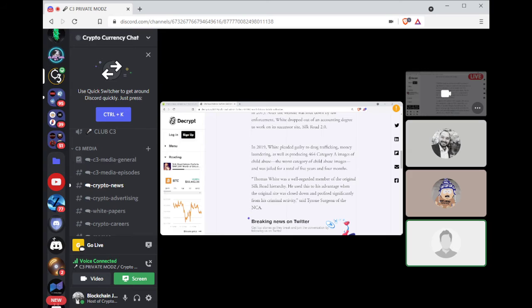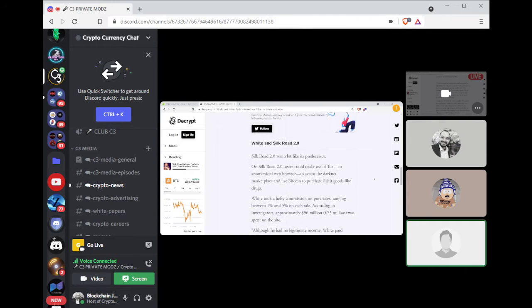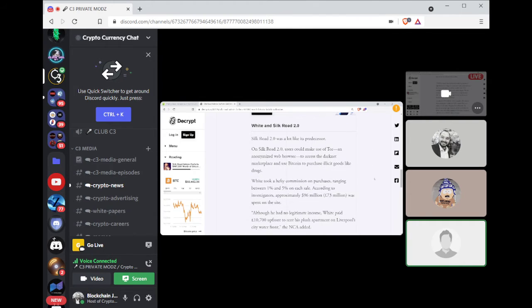Thomas White was a well-regarded member of the original Silk Road hierarchy. He used this to his advantage when the original site was closed down and profited significantly from his criminal activity, said Tyrone Surgeon of the NCA. Silk Road 2.0 was a lot like its predecessor. On Silk Road 2.0, users could make use of Tor, an anonymized web browser, to access the darknet marketplace, and use Bitcoin to purchase illicit goods like drugs.